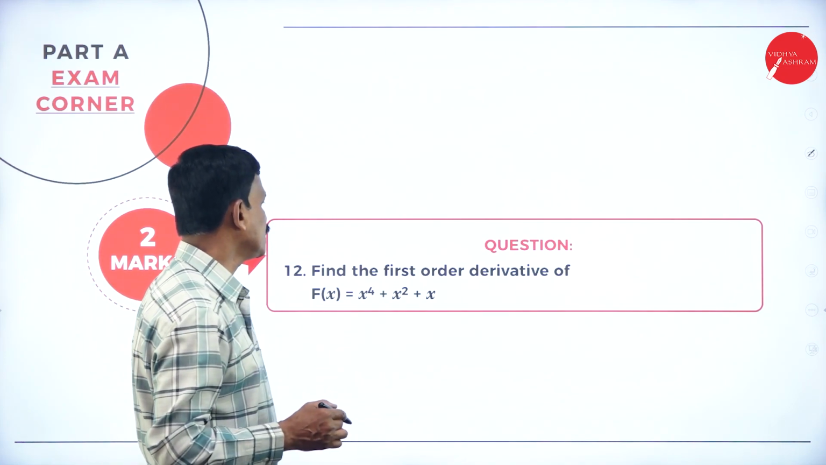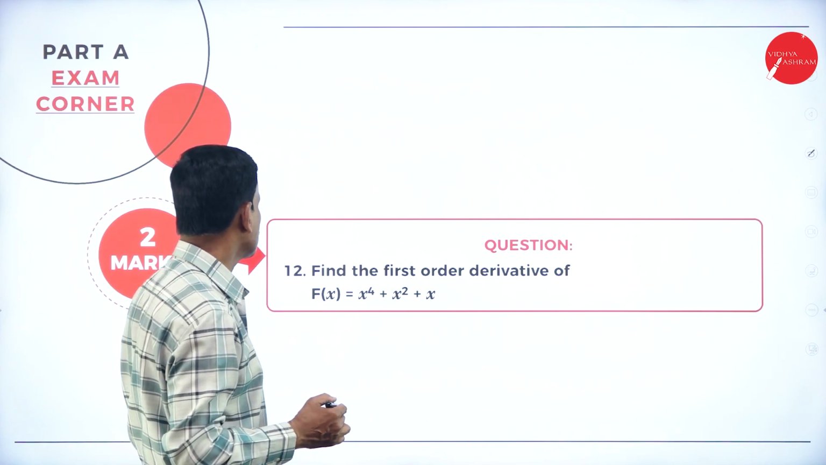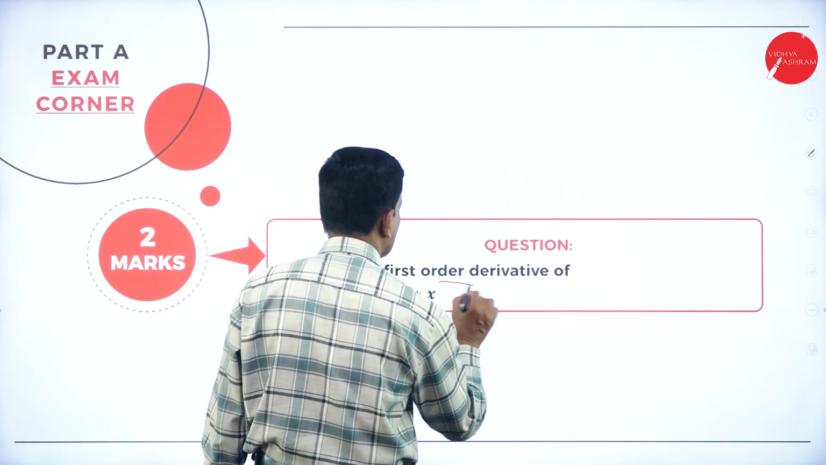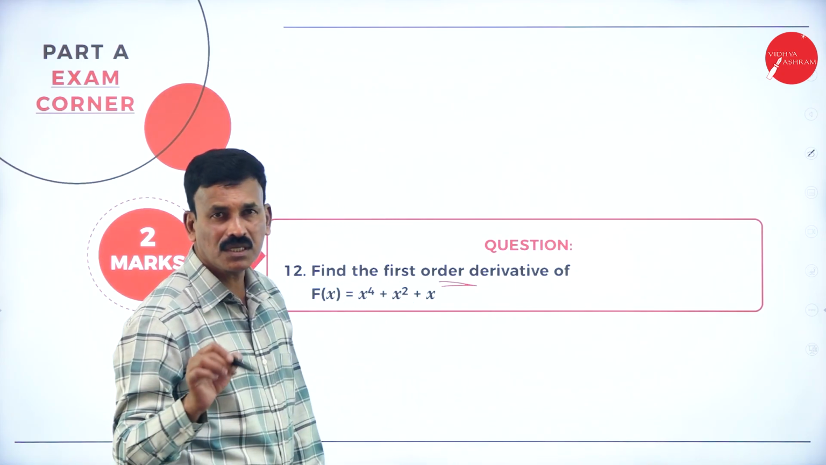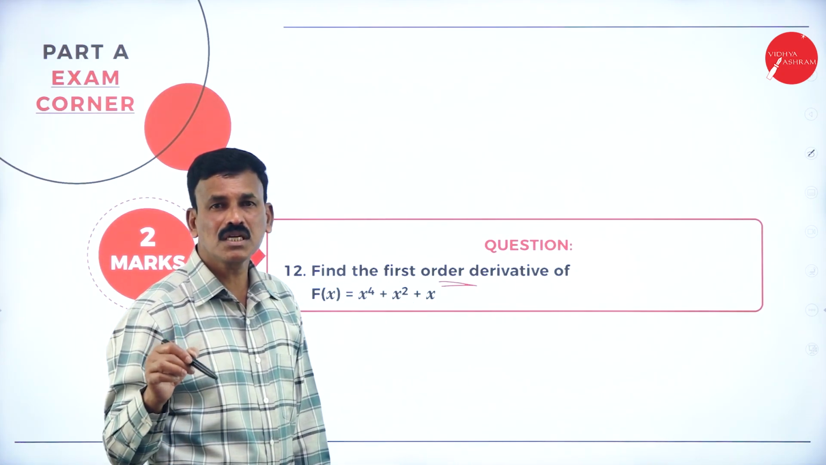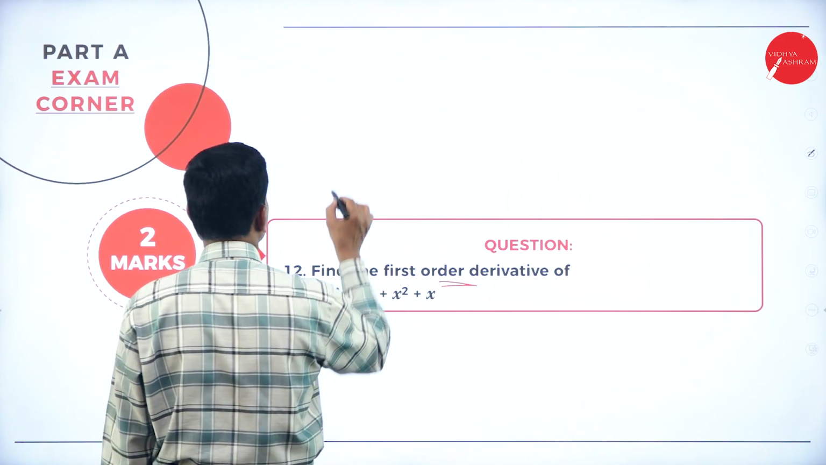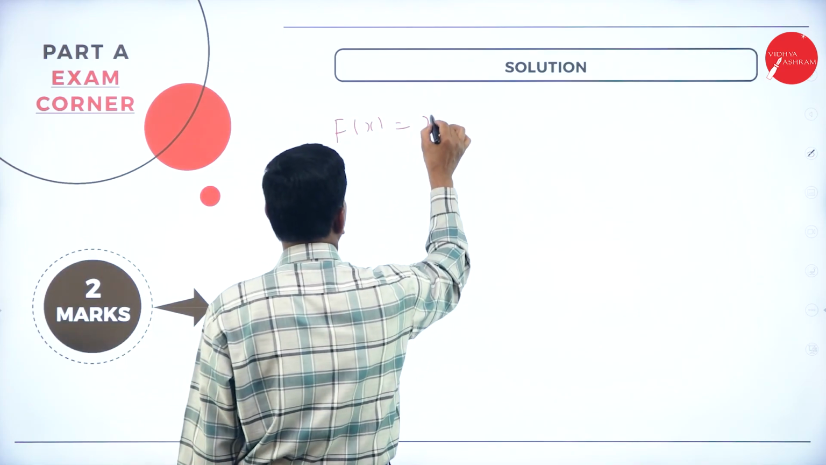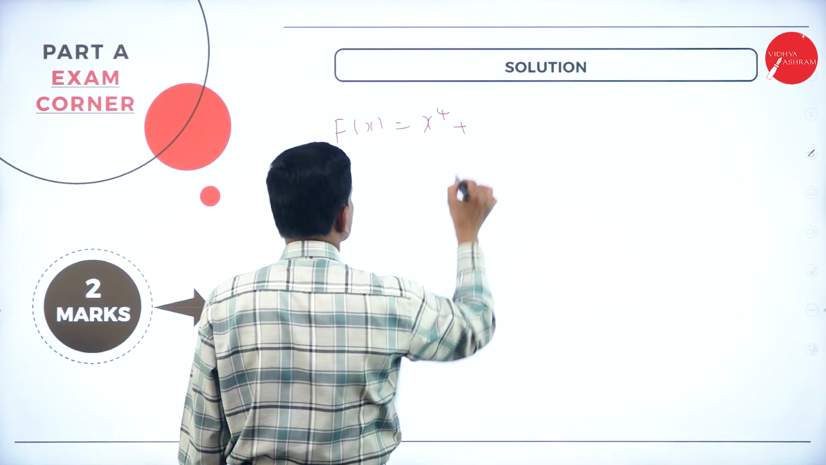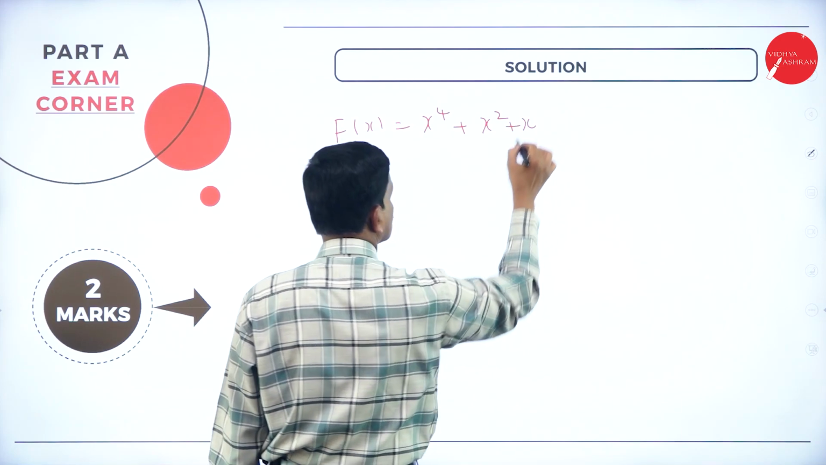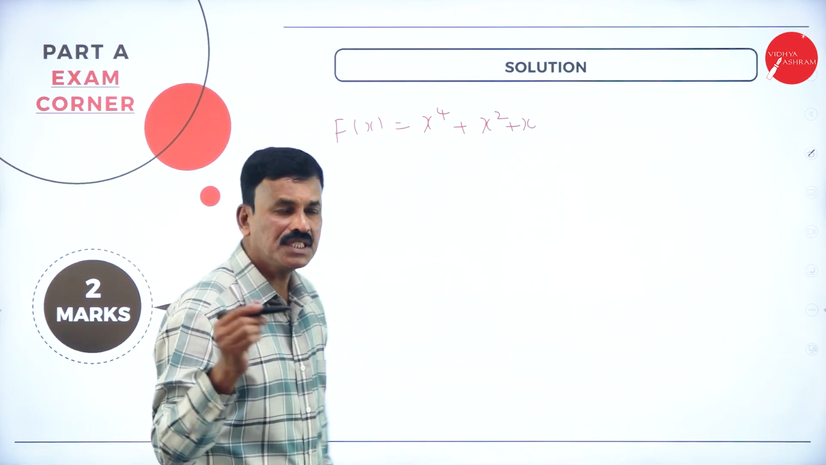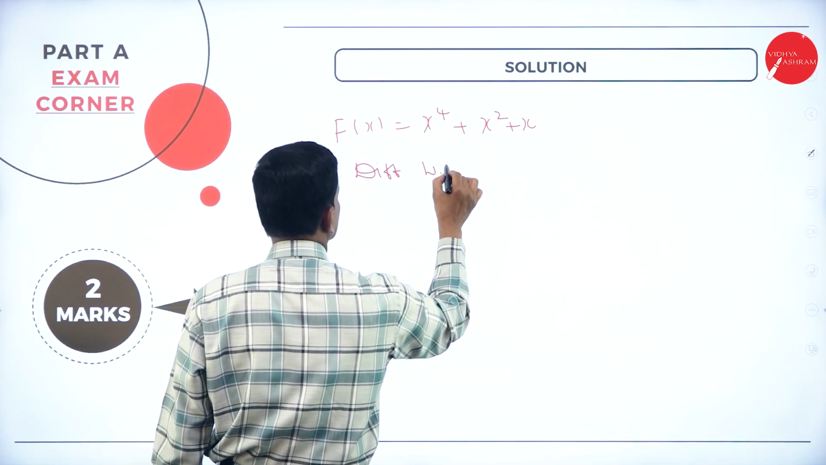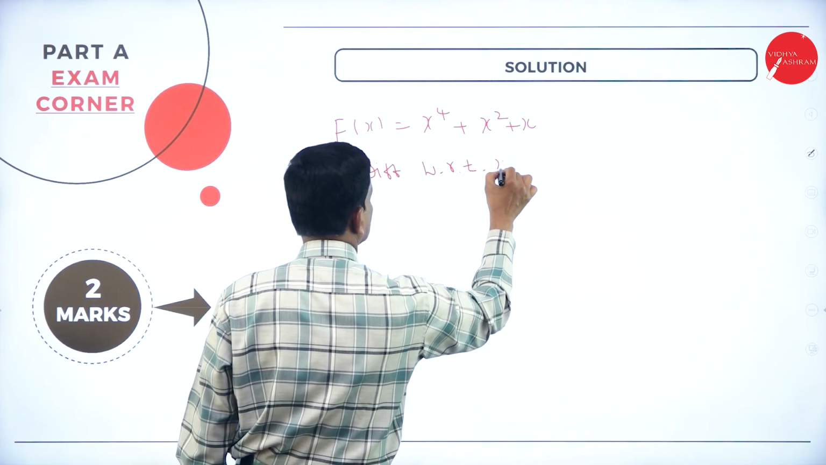Find the first order derivative of the function f of x is equal to x to the power of 4 plus x square plus x. So, what is required to find is the first order derivative. First order derivative is nothing but f dash x. Second order derivative means f double dash x. Now, what is given? f of x is equal to x to the power of 4 plus x square plus x. Now, differentiate this with respect to x.